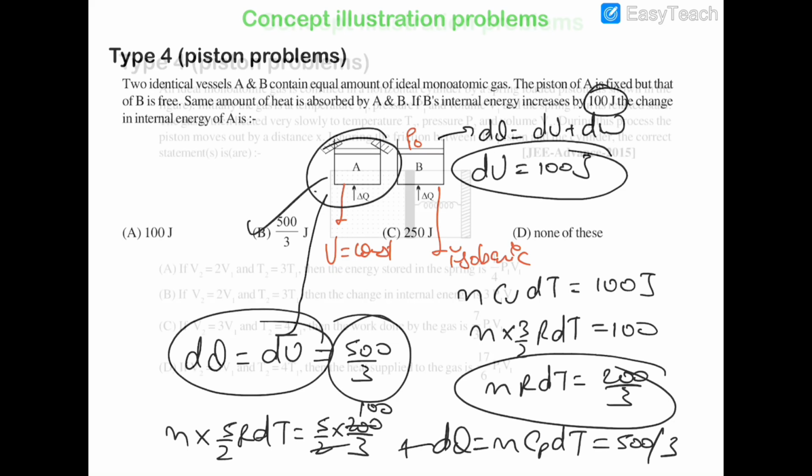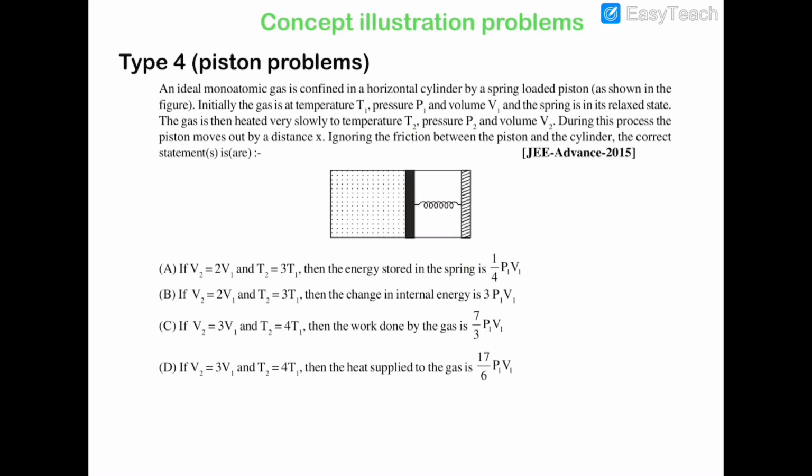Now we move on to the next question. In this problem you can see that there is a monatomic ideal gas filled inside this cylinder, and there is a horizontal piston which is movable, and it is connected to a spring on the other side. Initially the gas was at temperature T1, pressure P1 and volume V1, and the spring was in a relaxed state. Now this gas is heated very slowly to temperature T2, pressure P2 and volume V2. During this process the piston moves out by a distance x. Ignoring the friction between the piston and the cylinder, we have to choose the correct option.